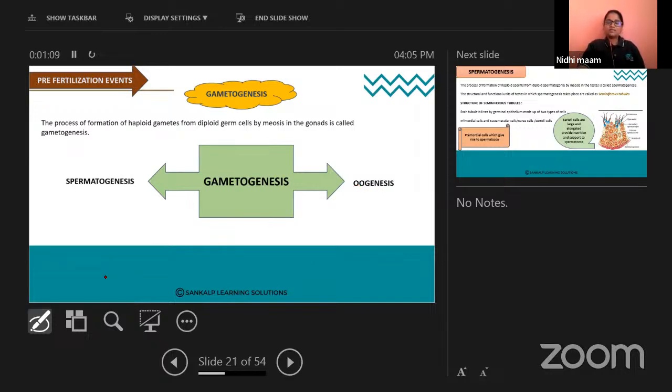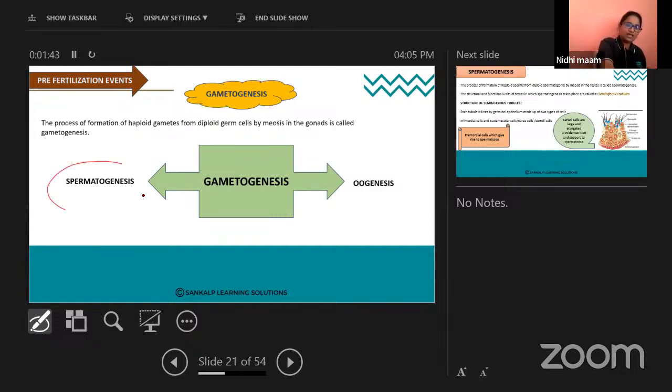As we are discussing human reproduction, in humans the male and female individuals are different, right? So the formation of gametes in the male and in the female, no doubt both of them have similar steps, with only one or two differences. The same method is followed for egg formation and sperm formation. So let us first focus on spermatogenesis.